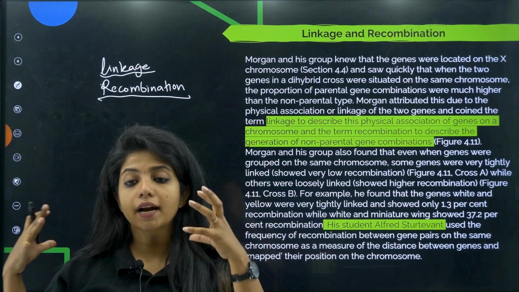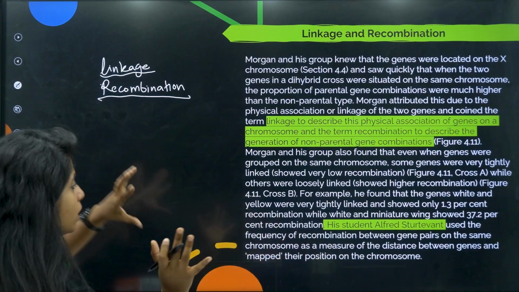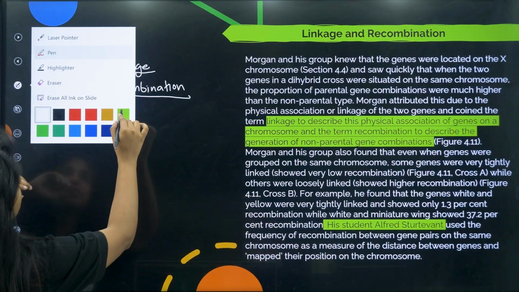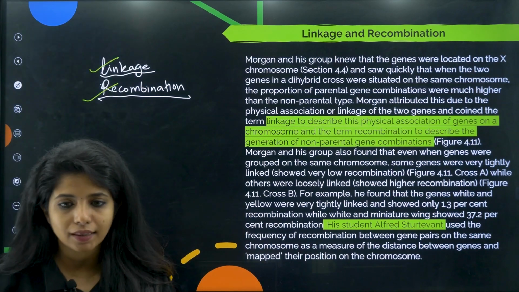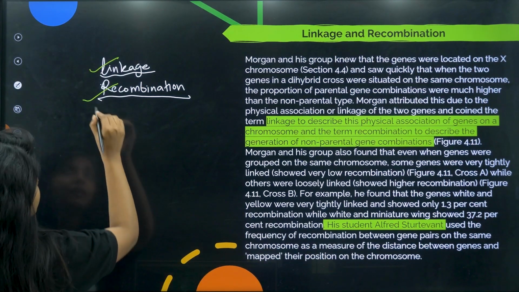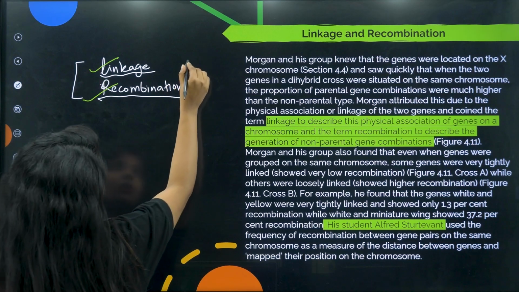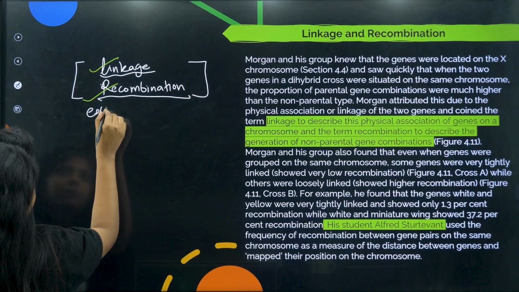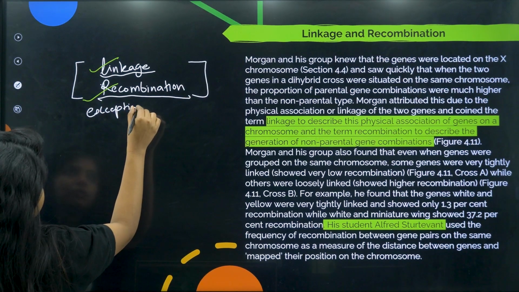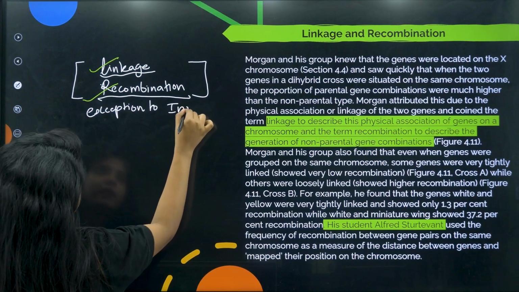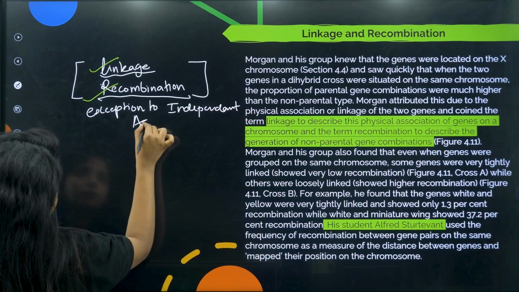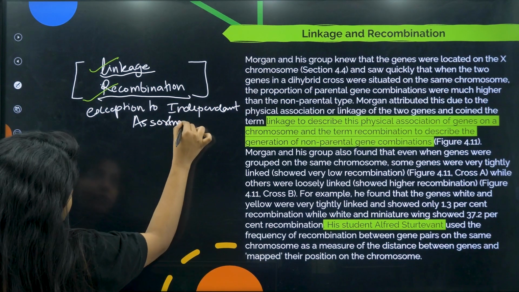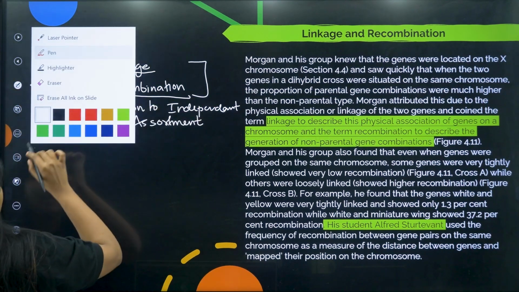How can different characters come in without blending? So basically all these things were explained with the help of these key concepts, which are known as linkage and recombination. Now for you to understand this, I will make it like this. And this was the exception to independent assortment. Why it is an exception to independent assortment, I'll tell you.